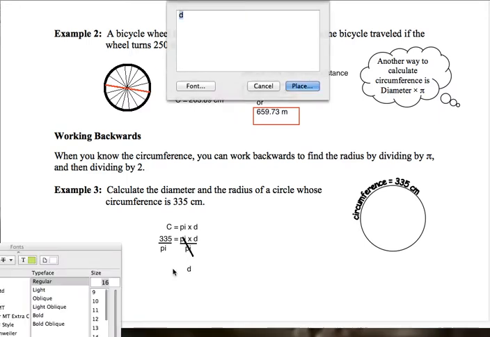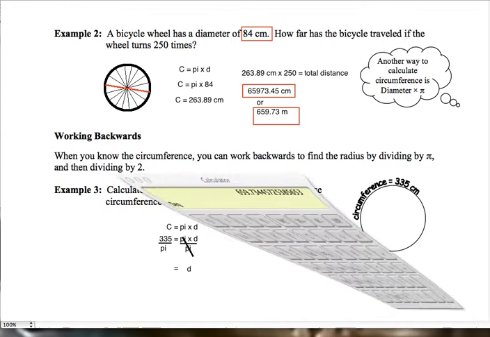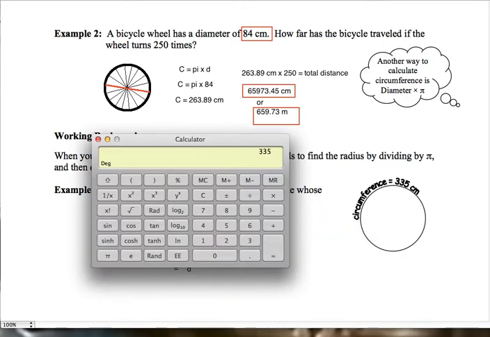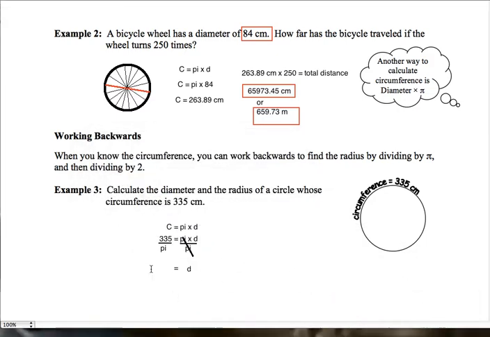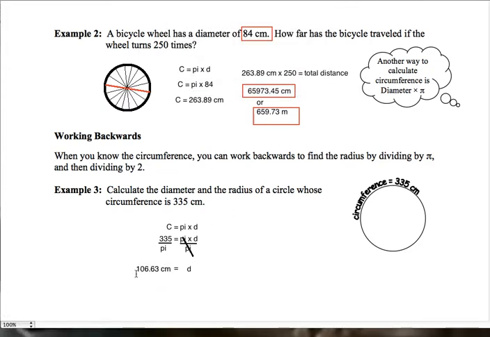I have just diameter over on this side, which is what I wanted. And I've got my equal sign right in the middle where it should be, right underneath the equal sign up here. And here I just have to figure out, well, what's 335 divided by pi? So I use my calculator. What's 335 divided by pi? And I get this answer, 106.63, properly rounded. So that's my answer. The diameter is 106.63 centimeters. Got to make sure I have the right units on there.